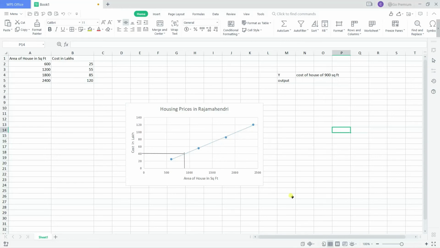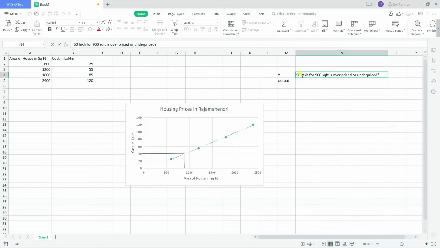Now let us change this problem statement slightly to a classification problem. Let's call the problem statement this way: 50 lakh for 900 square feet, is it overpriced or underpriced? For example, if you look at this particular data, for a house of 900 square feet, something around 40 lakh would be the reasonable price, whereas 50 lakhs is definitely overpriced. So the output would be overpriced.